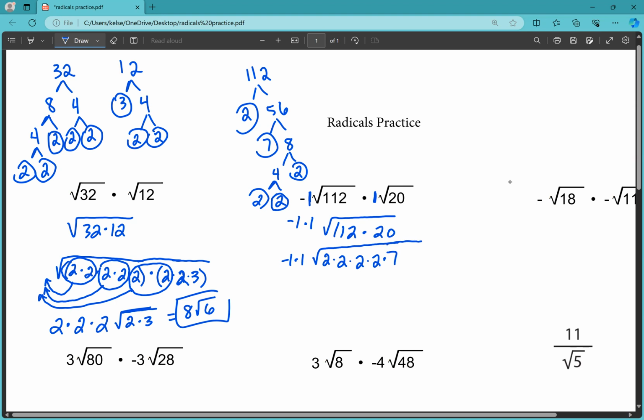Okay, and then now I'll do the 20. So 20 breaks down here. We have 4 times 5. So 5 is a prime. And then 4, we get 2 and 2.